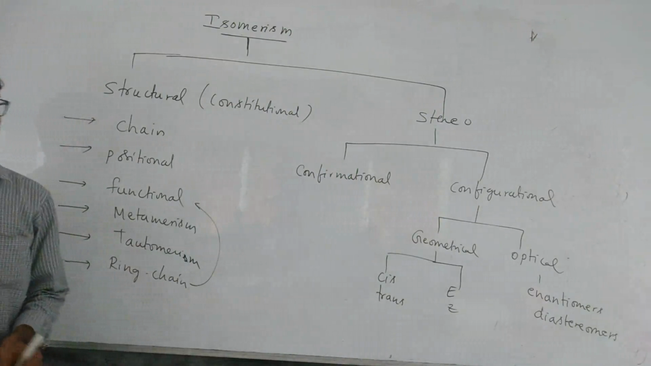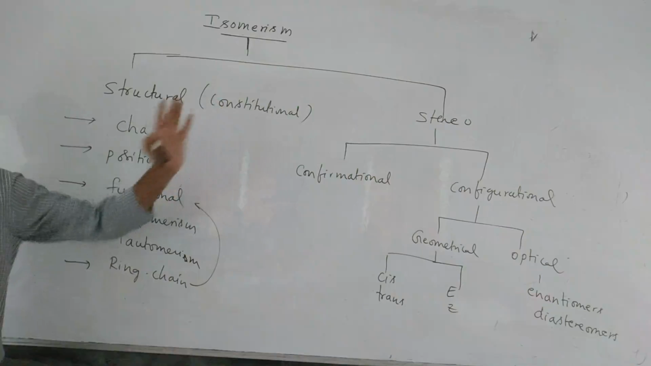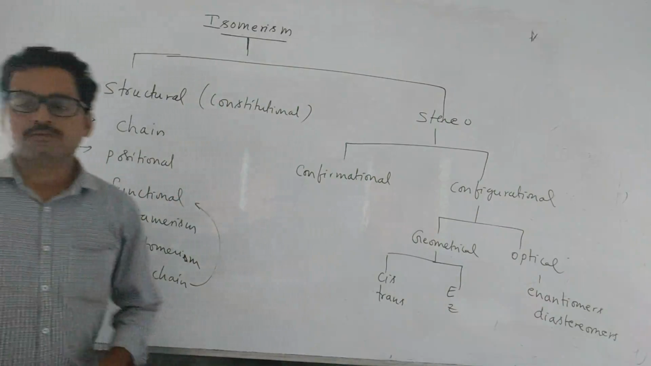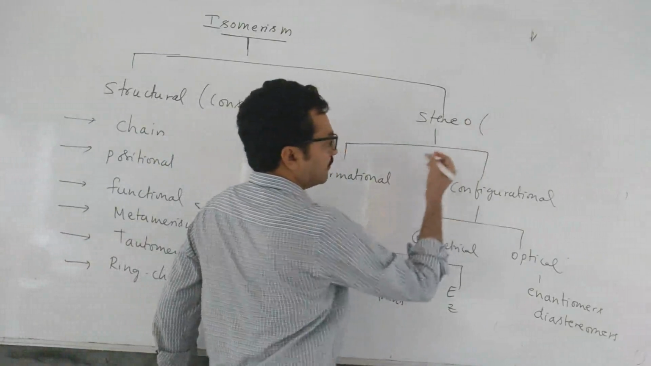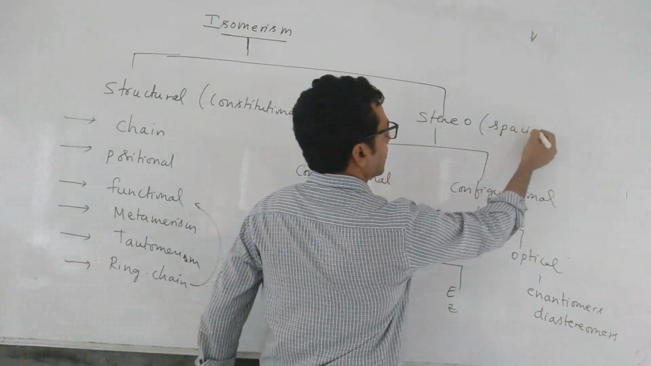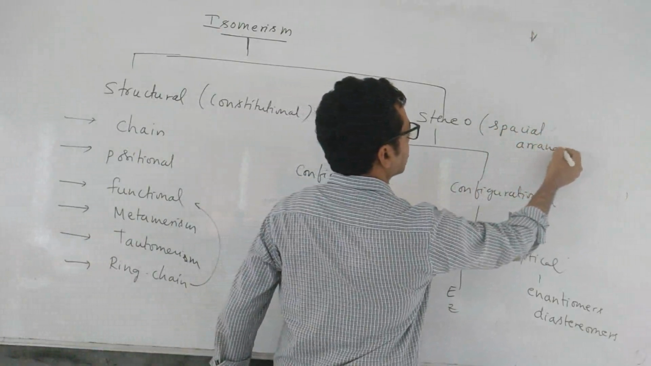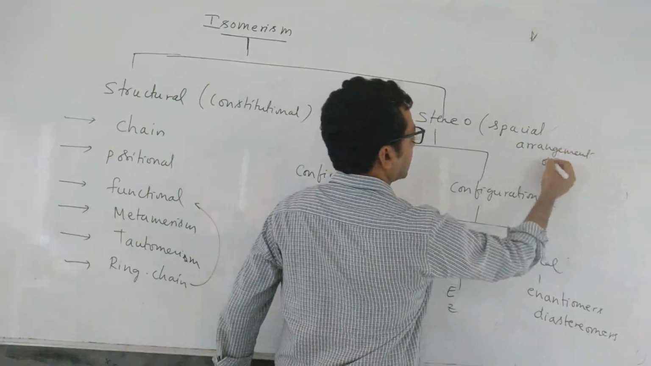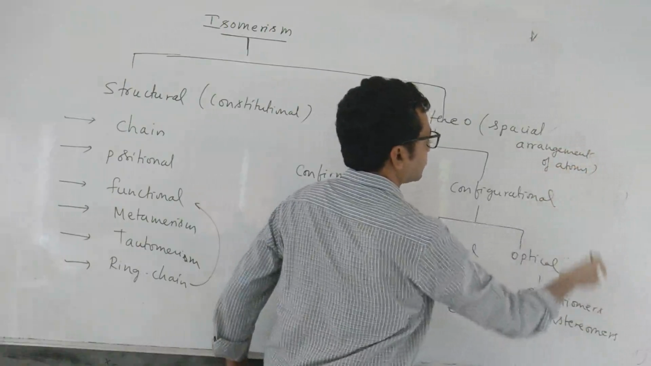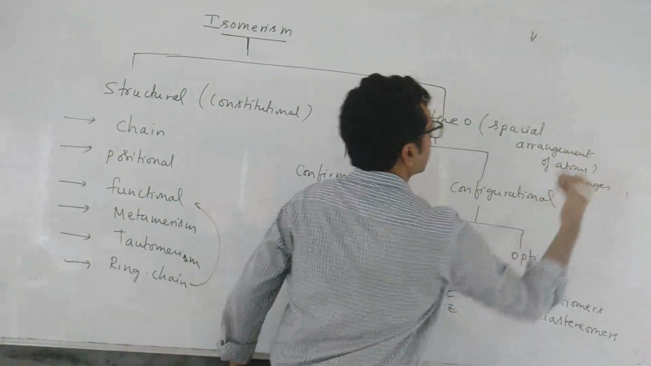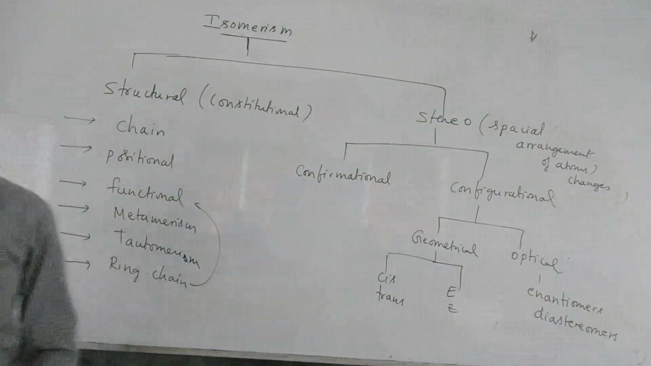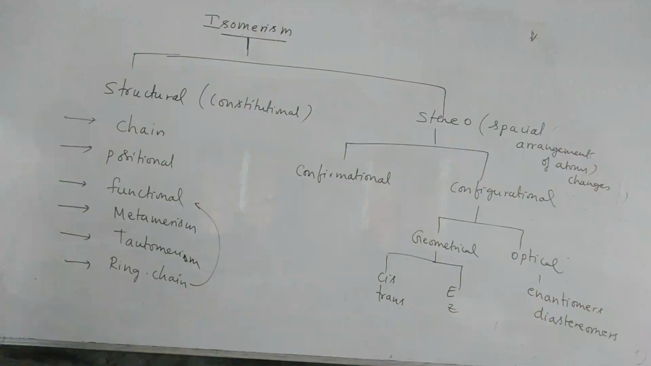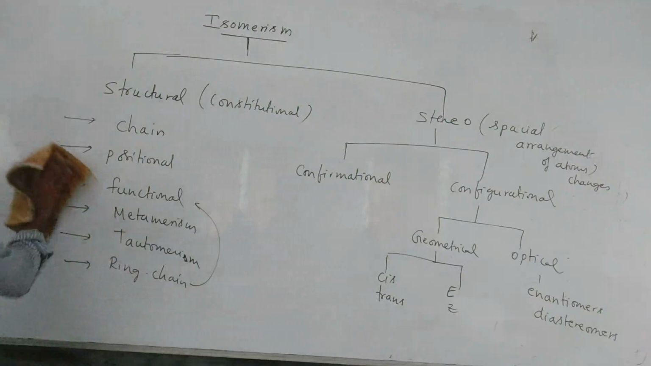So what is stereoisomerism first of all? Stereoisomerism means compounds having the same molecular formula, but the spatial arrangement of the atoms will be changing. We will start first with conformational isomerism. Next, configurational.